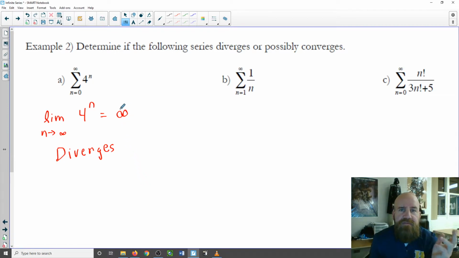Okay, so we get infinity. So as soon as it's not 0, we can say divergent. Next example, same thing, taking the limit as n approaches infinity. So we get 1 over infinity, which would be 0.